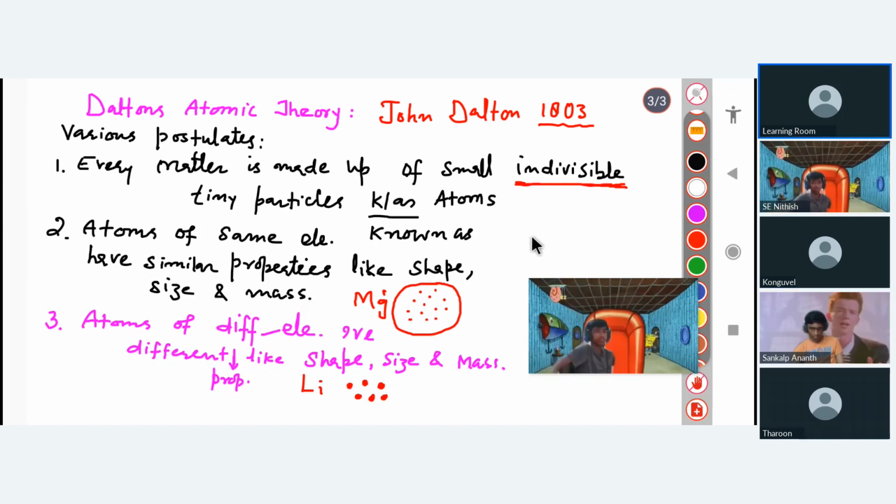Yeah, exactly. Democritus just gave the term atom, but the theory was given by Dalton. He told it was indivisible, right? He wrote it like that. Atoms are indivisible.